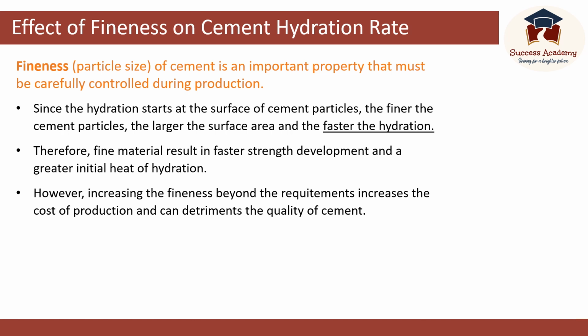Now let's look at the effect of fineness on cement hydration rate. Particle size of cement is an important property that must be carefully controlled during production. Since the hydration starts at the surface of cement particles, the finer the cement particles, the larger the surface area and the faster the hydration. Therefore, the fine material results in faster strength development and a greater initial heat of hydration. However, increasing the fineness beyond the requirement increases the cost of production and can also deteriorate the quality of cement. With this topic, we are finishing the hydration part and we'll move to the next topic.